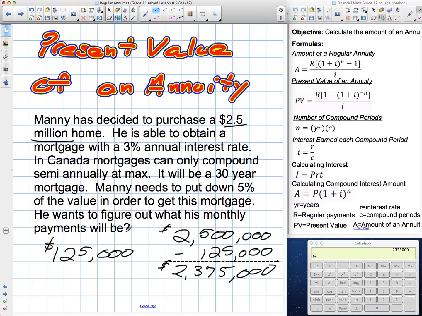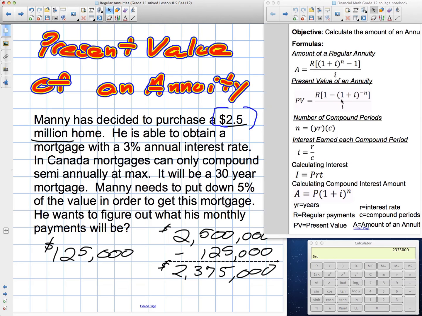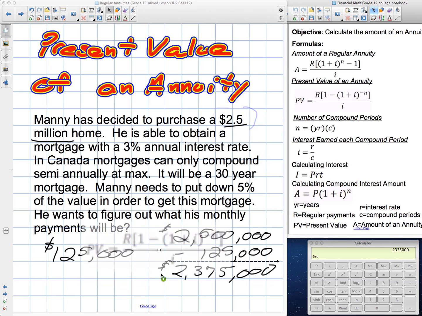Now, the formula we're going to be using, and we'll talk about this, because he's taking the mortgage right now, what that means is he has the money in his hands right now. In other words, that's the present value of the money. Yesterday we were talking about saving up for a future date, when you retire, when you go to school, something like that. Today we're talking about having that money today. When we have the money right now and we're trying to pay it off, that's the present value formula. So I'm going to bring this down.